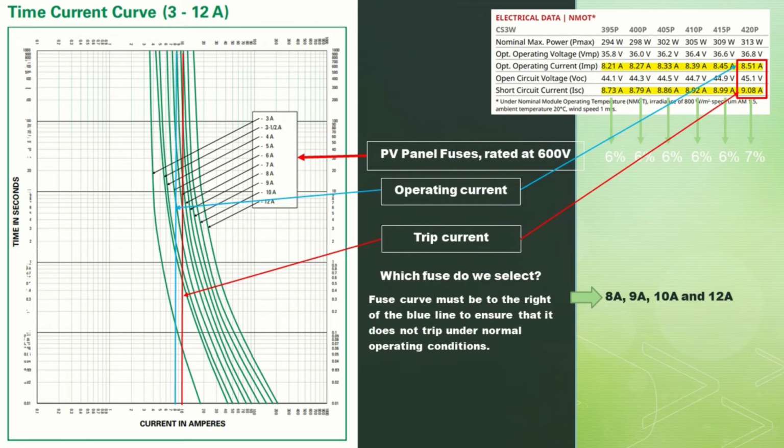The second observation is that the curve must cross the red line from right to left, to ensure that the fuse does blow under short circuit conditions. Of the identified curves in the first observation, it is only the 8 amp fuse that complies with this condition.